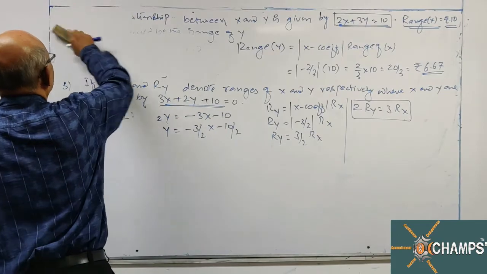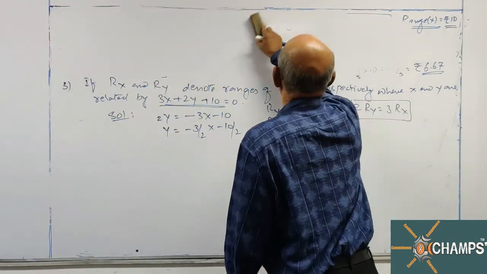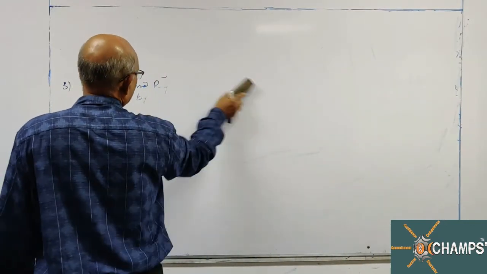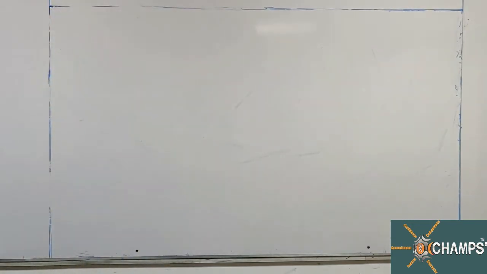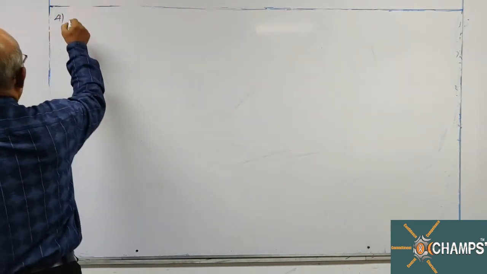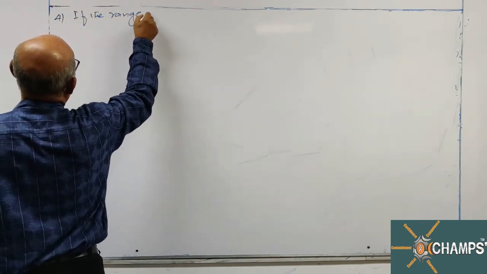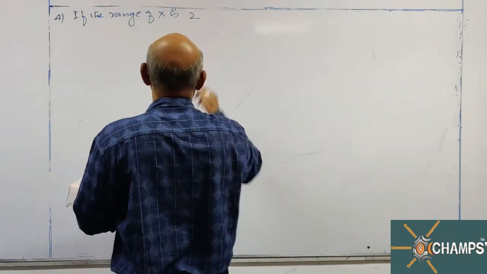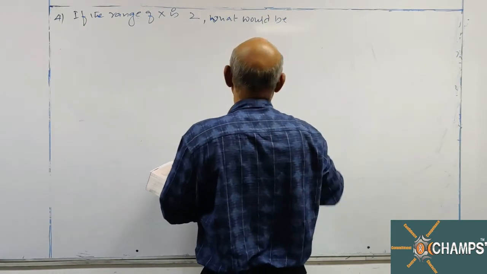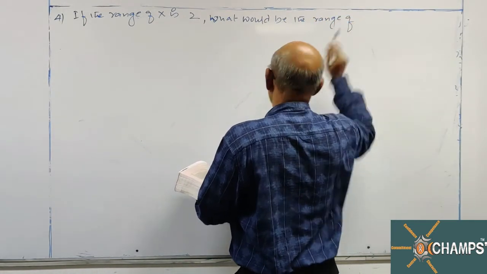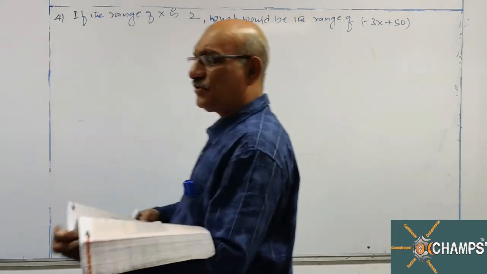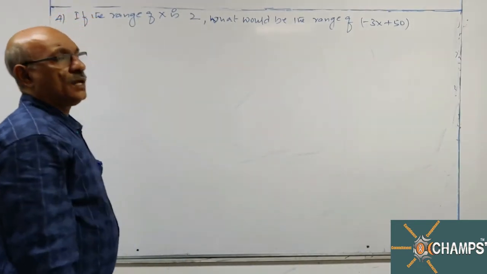Look at the next question. If the range of x is 2, what would be the range of minus 3x plus 50? How can we solve this?